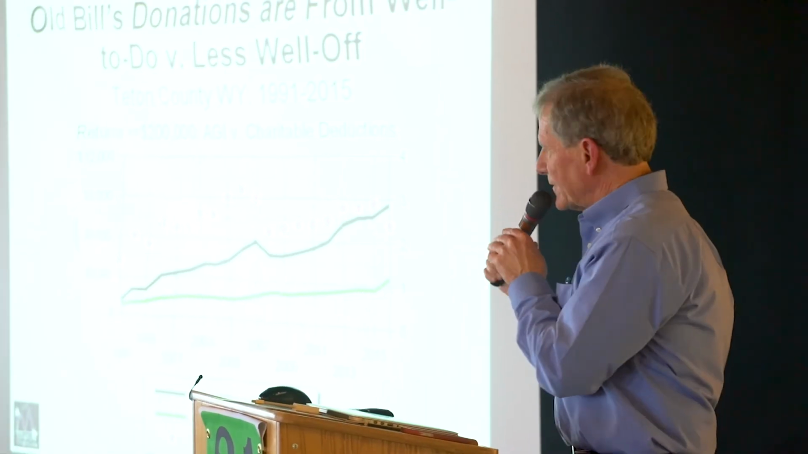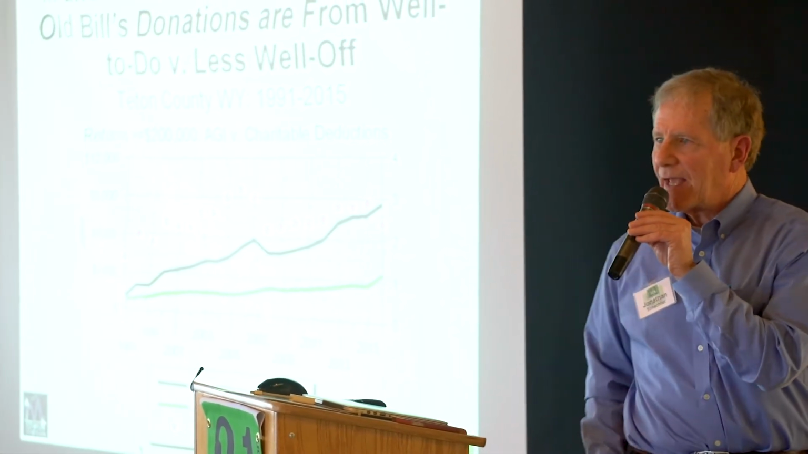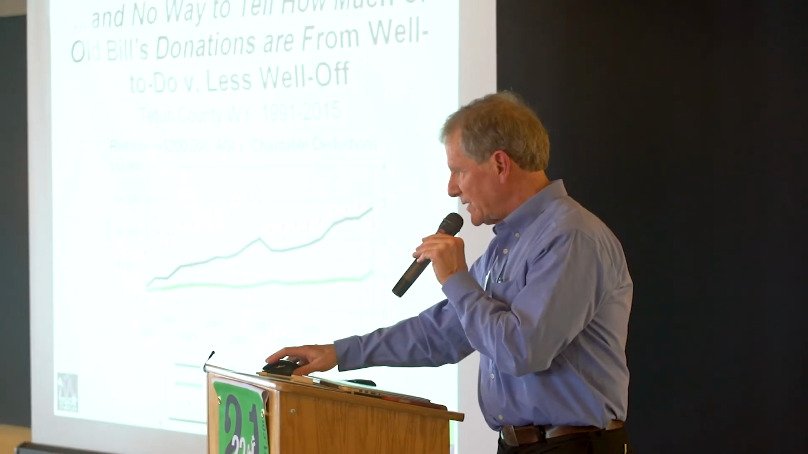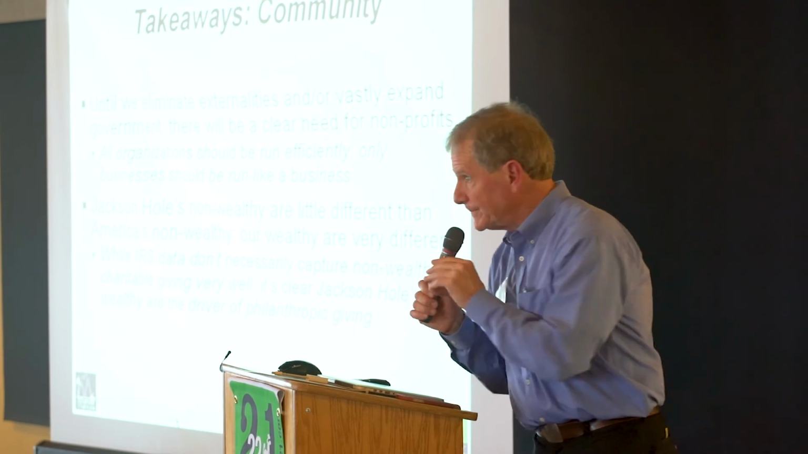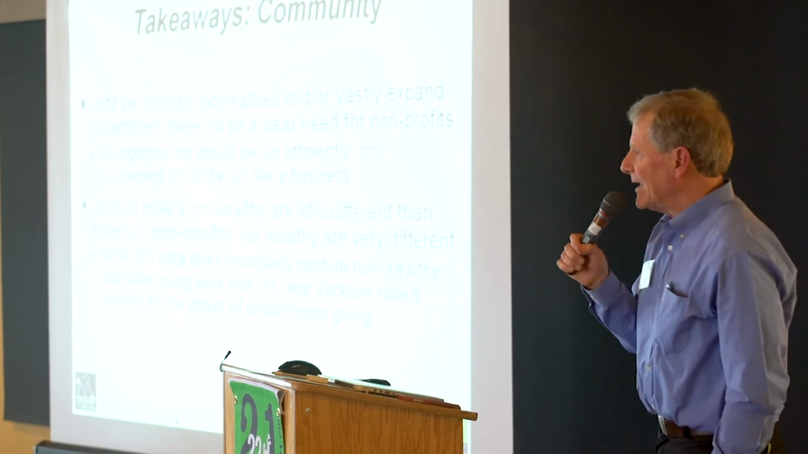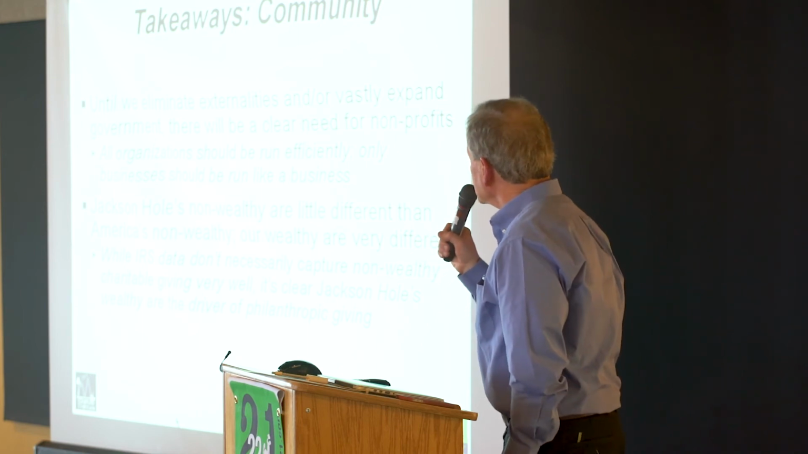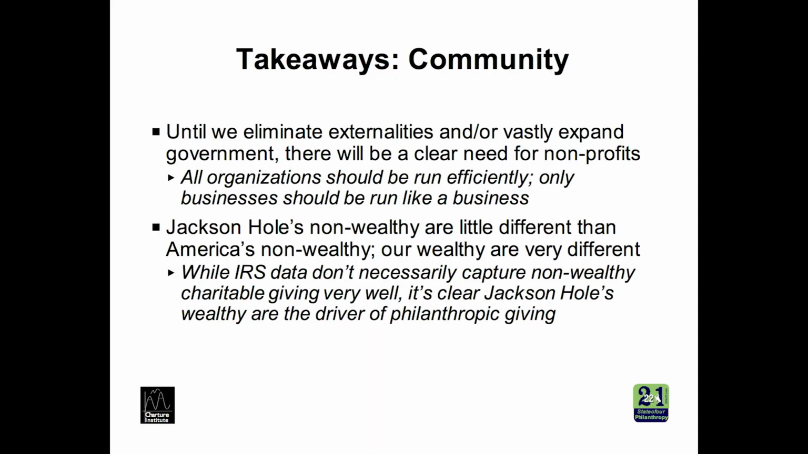The issue there is, of course, we have no way of being able to break that down by income category either. So we can make these broad generalizations, but we can't talk specifically about what's going on in terms of specifics. So, a few takeaways. The first is, until we eliminate externalities or vastly expand government, there will always be a need for nonprofits.